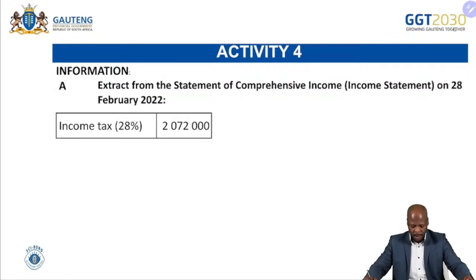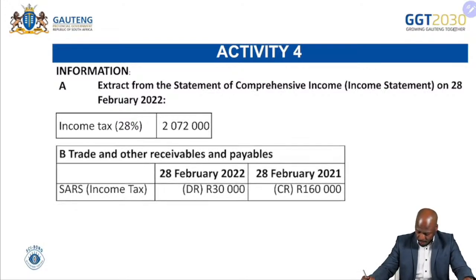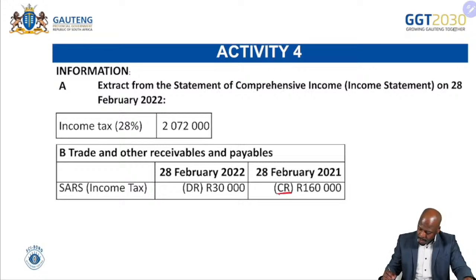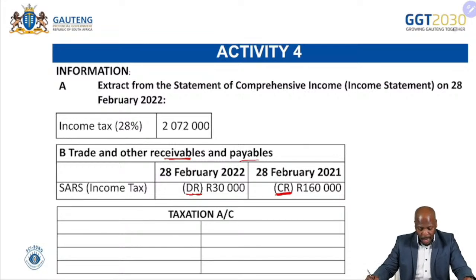Income tax is given as that. So remember, we're doing a cash flow statement. Here we're going to calculate the tax paid. Tax paid. All right. So we are given balances. So here is a credit balance. A credit balance simply means this was in trade and other payables. A debit balance, this was in trade and other receivables. All right. Let's see how can we do this calculation. I'm going to show a taxation account here. So quickly, I'm going to run through it.